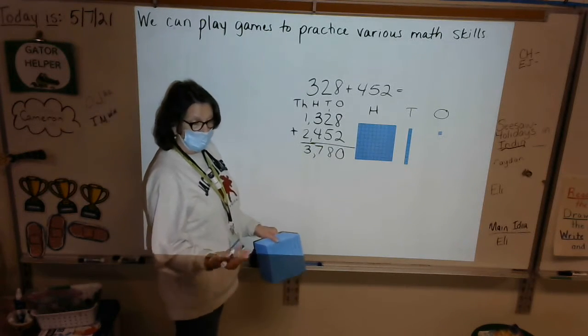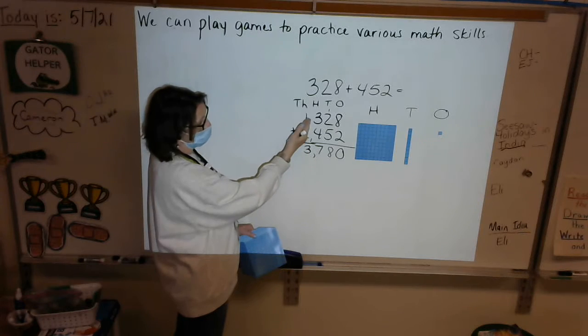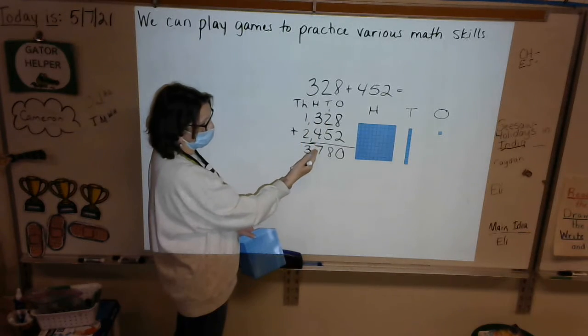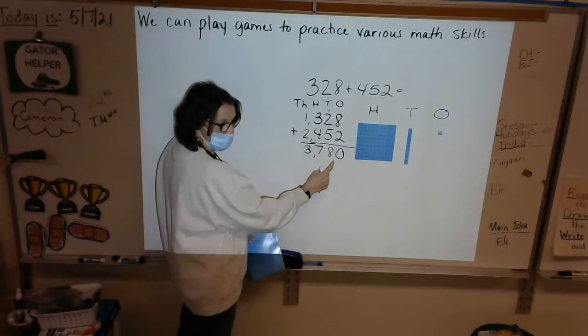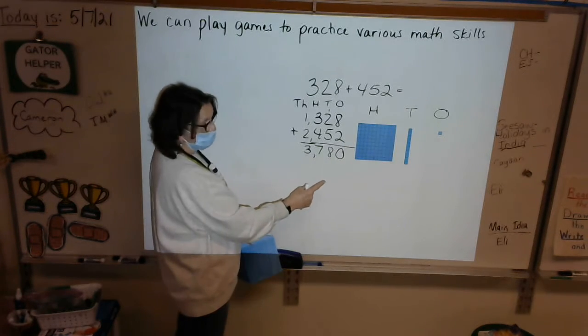So let's see if we can read this answer that we got when we added 1,328 plus 2,452. What did we get, class? We got 3,780. So let's try that again.